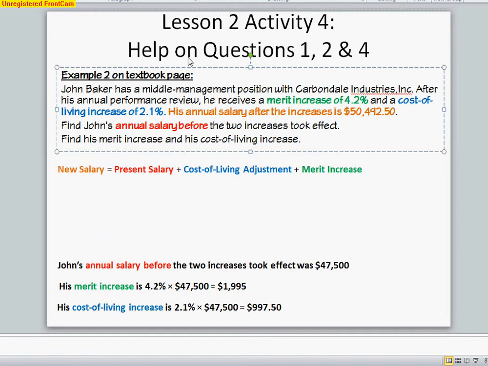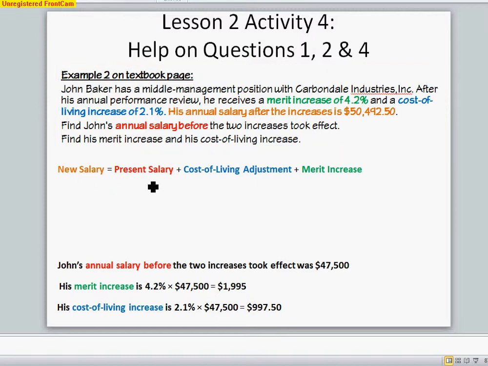All right, I want to take a look at Lesson 2, Activity 4. This should help with questions 1, 2, and 4 on that activity page. So this is example 2 on the textbook page, and I'm just going to walk you through it because, like I said, this is going to be the same process you take for 1, 2, and 4.